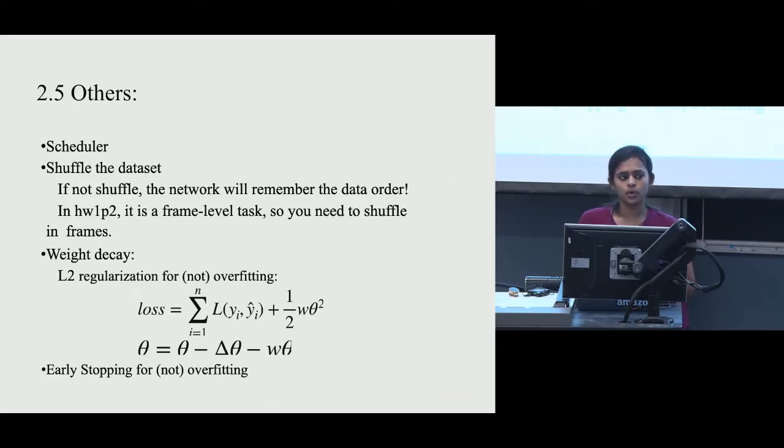Other general things that people do are to use a scheduler. We will also go through the scheduler part, where you check the validation accuracy or any metric on the validation data set and try to reduce the learning rate when there is no improvement in this particular metric.